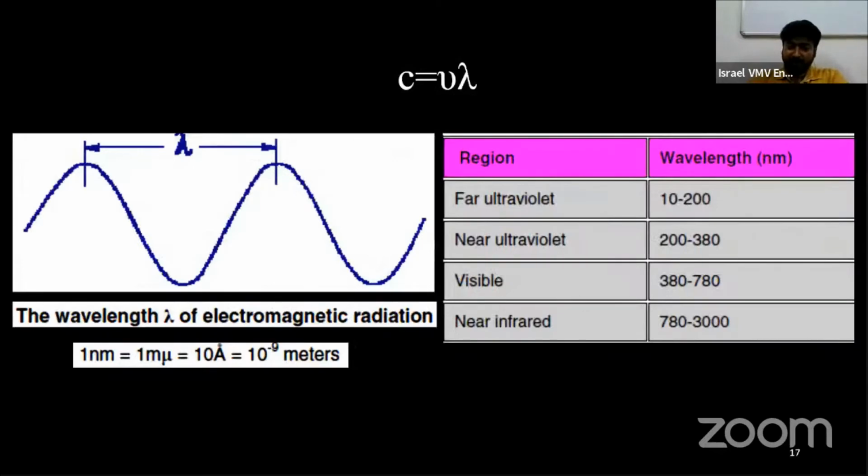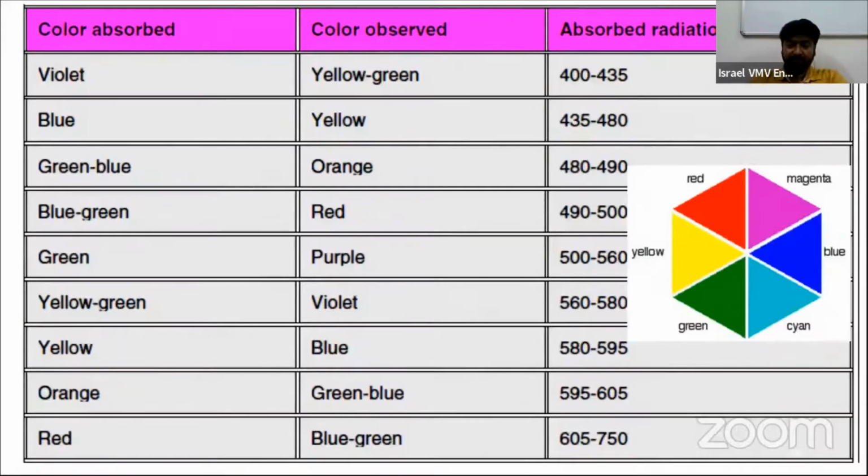These are all fundamentals, you know. The speed of light is related to frequency and wavelength. The visible region goes close to 800, and above that comes near infrared radiation. And these are the wavelength ranges of violet, blue, green, yellow, orange, and red. One thing we should know: the color absorbed is one energy and the color observed is another energy. The complementary color is seen.